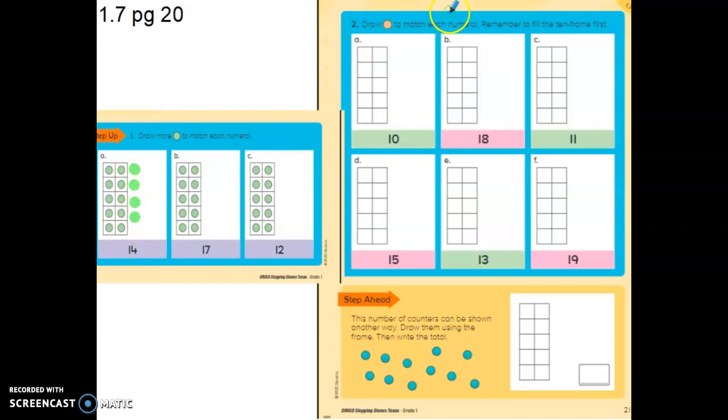Okay, let's look over here at 2. You're going to do the same thing over here, except the 10 frame is empty. Instead of A, I want to go to B. So we're on B. So I need to show 18. So I know I need to fill up my 10 frame first because that's going to start me off with 10, and then I can count on until I get to 18. So there's 10. Let's keep going. 11, 12, 13, 14, 15, 16, 17, 18. Okay, so this represents 18 because there's 18 dots here. And we filled up our 10 frame to make it easier.